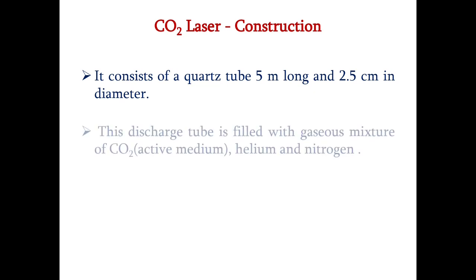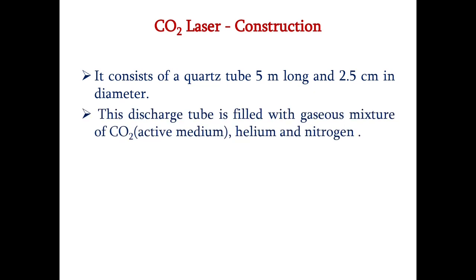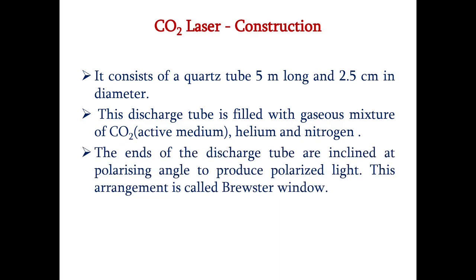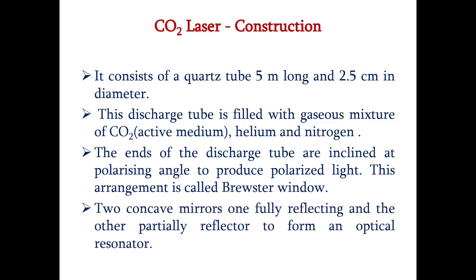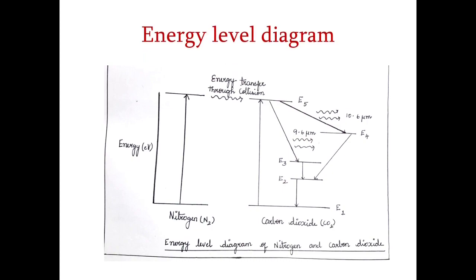Then for the pumping process, we have a power supply here which excites the nitrogen inside the discharge tube. So as I said, it has a discharge tube made of quartz which is around 5 meter long and 2.5 centimeter in diameter. So we fill the discharge tube with a gaseous mixture of carbon dioxide, helium and nitrogen. In the picture itself, you can see that on both ends the discharge tube is inclined at a certain angle. This is for polarizing the laser light coming out. This arrangement we call a Brewster's window. Then we have two concave mirrors.